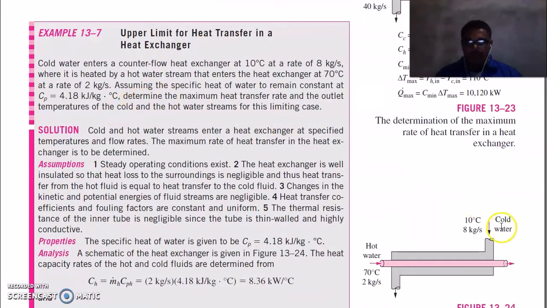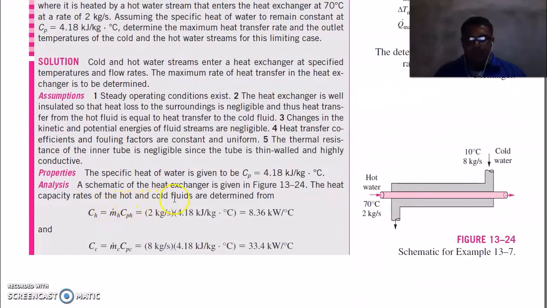Cold water enters the counter flow heat exchanger at 10 degrees Celsius at a rate of 8 kg per second, where it is heated by hot water, which is at 70 degrees Celsius, and 2 kg per second is the mass rate of the hot water. Assuming the specific heat of water is equal to 4.18, determine the maximum heat transfer rate and the outlet temperature of the cold and hot water streams for the limiting case. The schematic of the heat exchanger is given in this figure.